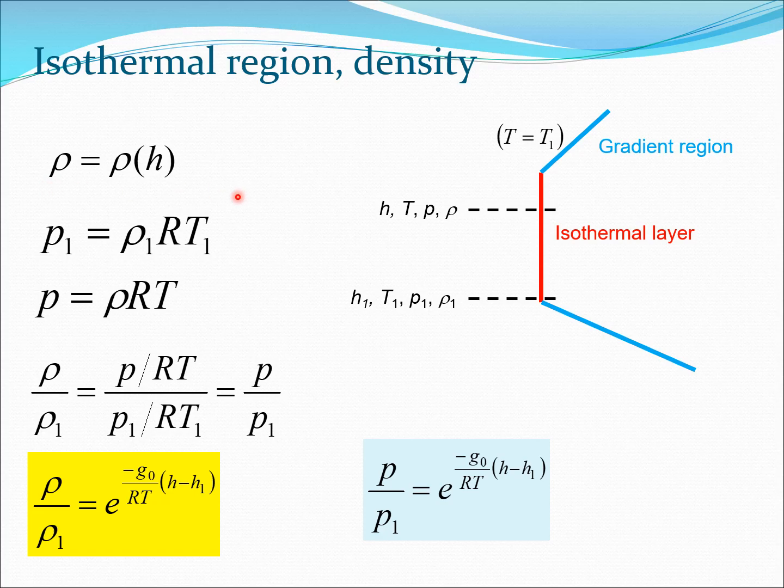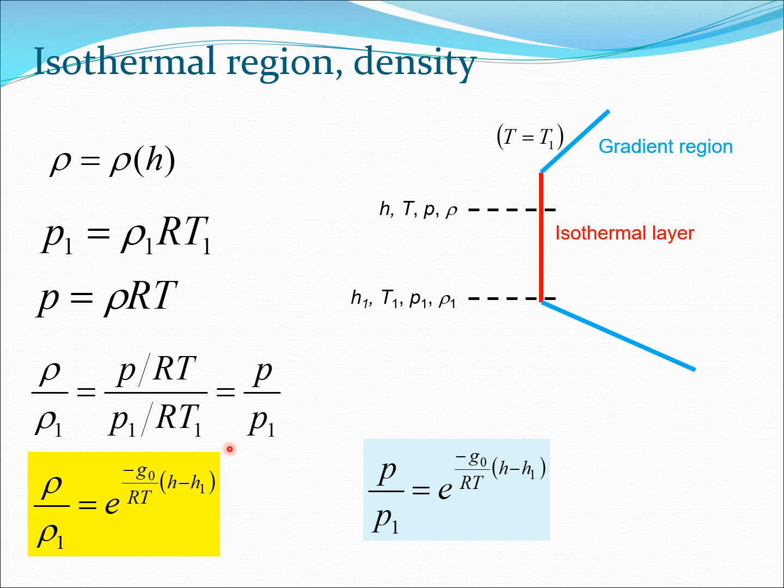So let's look at the density. Now to get the density, I use the equations of state at 2 points. So at the point 1 and at the general point, I will have these two equations here and here. And again, I divide rho by rho 1 in these two equations. So I get P by RT by P1 by RT1. And this gives me P by P1.